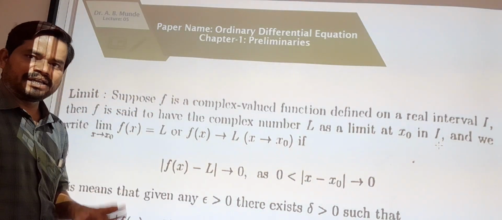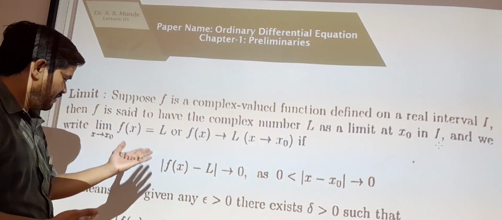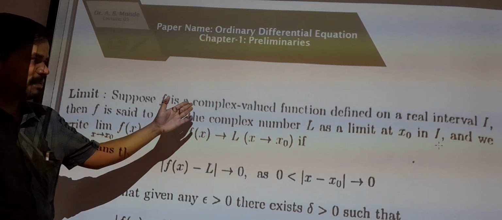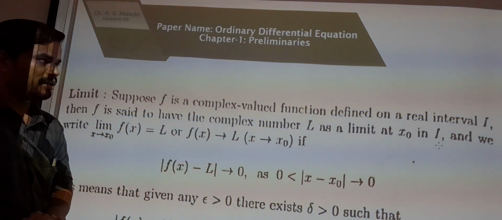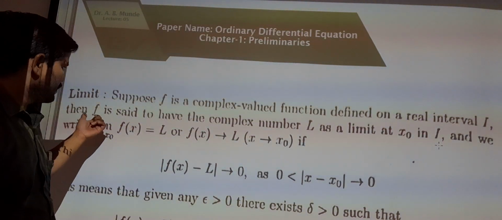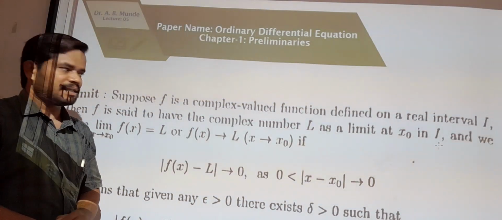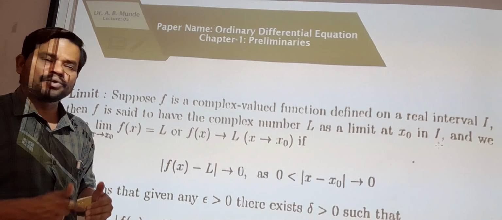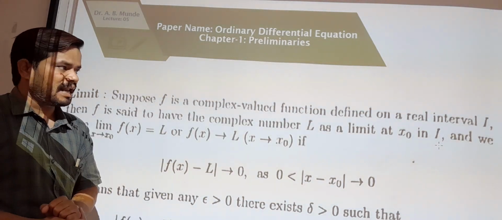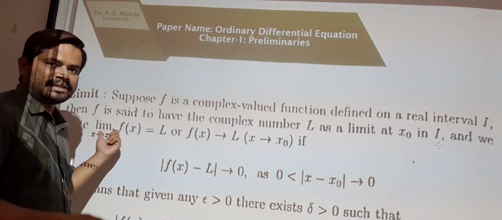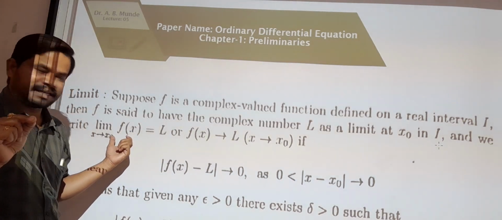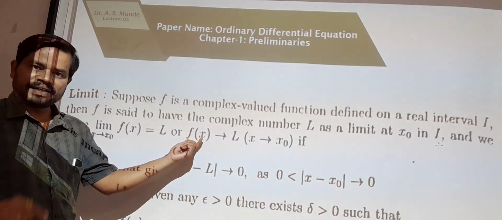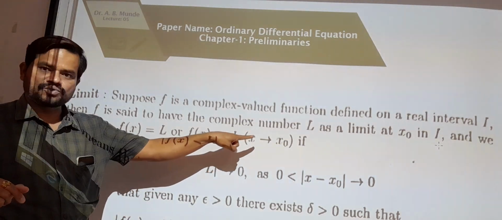Now look at some remarks, but before that we can see the definition of a limit. You have already studied such a definition in 12th standard. Suppose that f is a complex valued function defined on a real interval I. Then f is said to have a complex number L as a limit at a point x0 in interval I, and we denote it as limit of f(x) as x tends to x0 is equal to L, or f(x) tends to L as x tends to x0.